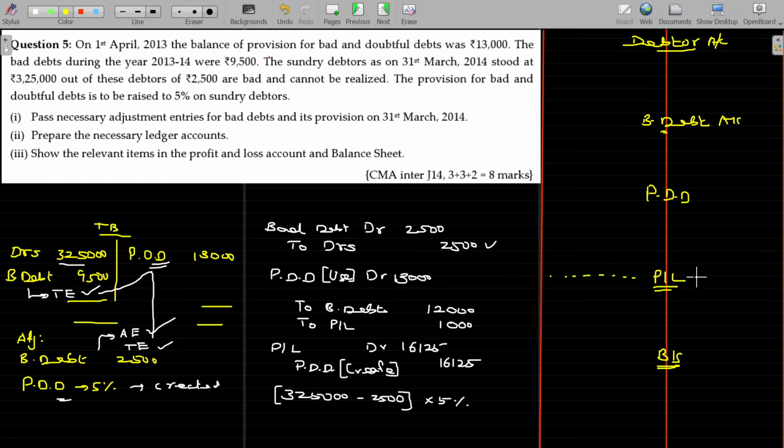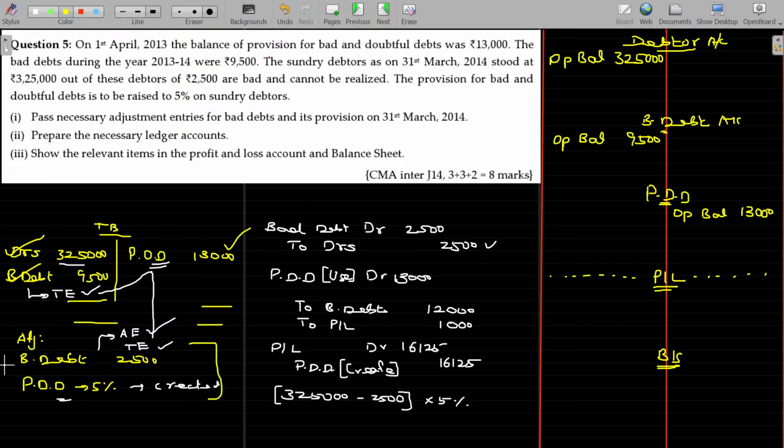Okay. From here it's the final accounts, right? PDD given in the trial balance 13,000. It will go to the credit side of the PDD account, opening balance. This balance being 13,000. Debtors being the debit balance, I will start with the opening balance in the debit side, 3,25,000. Bad debt should be in the bad debts debit side. Opening balance 9,500.